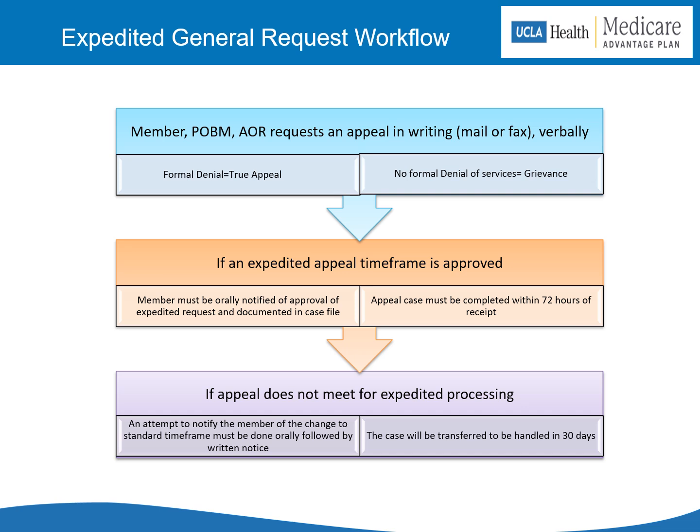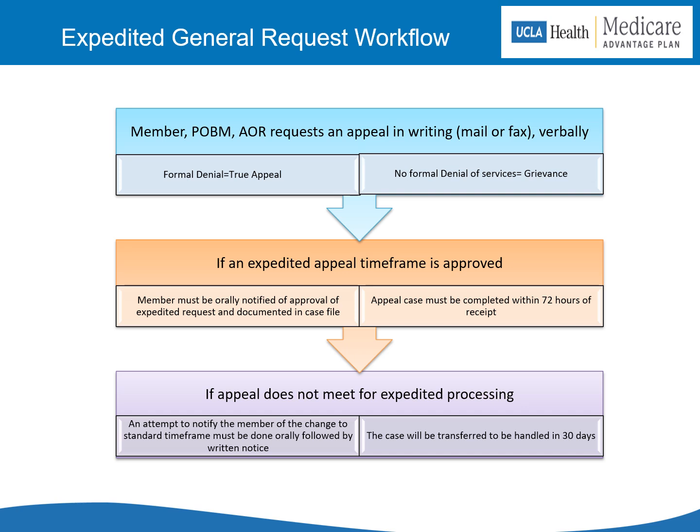We're going to look at our general appeal workflow for expedited cases. When we get a member, provider on behalf of member, or AOR request appeal in writing, whether mail or fax, or verbally, we're going to first identify if there is a formal denial. If we do find one, then that's a true appeal. If there is no formal denial of services, meaning no denial letter issued, then that is considered a grievance.